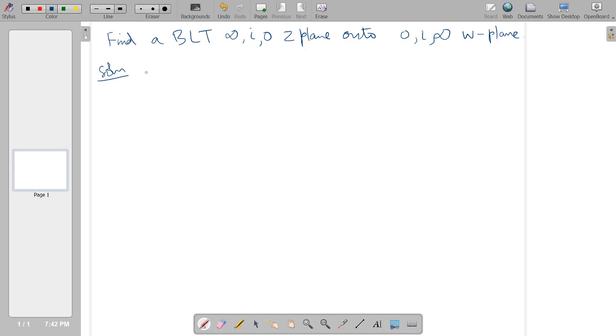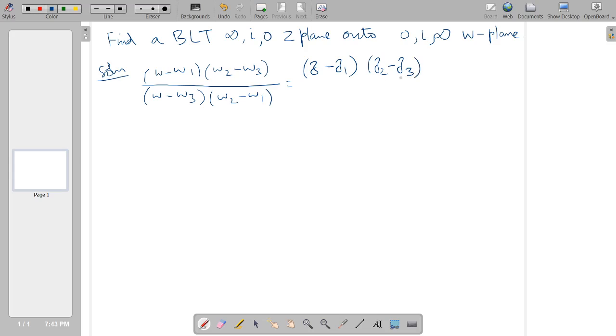So now what you do is you write down the cross ratio: W minus W1 into W2 minus W3 in the numerator, divided by W minus W3 into W2 minus W1. This will be equal to Z minus Z1 into Z2 minus Z3 by Z minus Z3 into Z2 minus Z1.